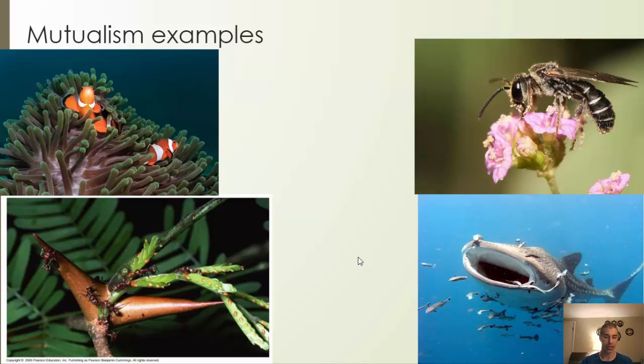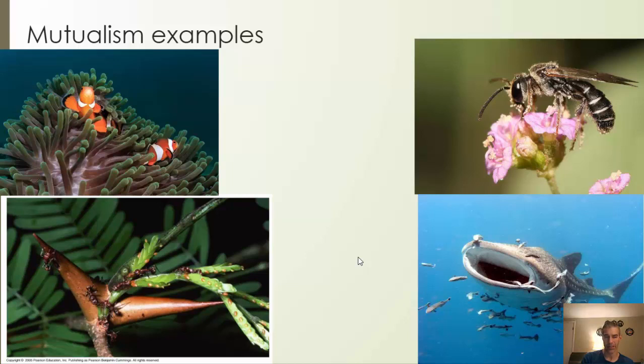The acacia tree is super interesting too. So you can see the acacia tree down in the bottom left corner there. What the acacia tree does is it has these giant thorns on it, but inside the thorns, these ants live. So the ants are given protection. They're given a home. And the plant also secretes, you can see those little orange beads on the leaves. Those are filled with sweet fluid, and the ants use that as their food source.